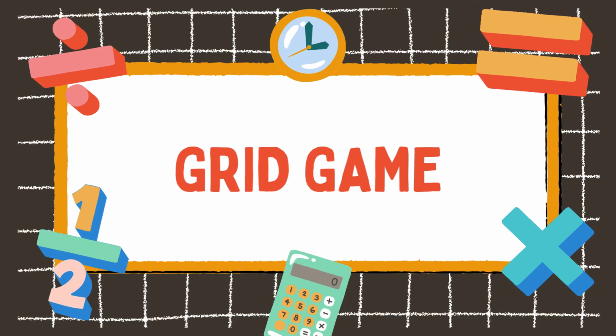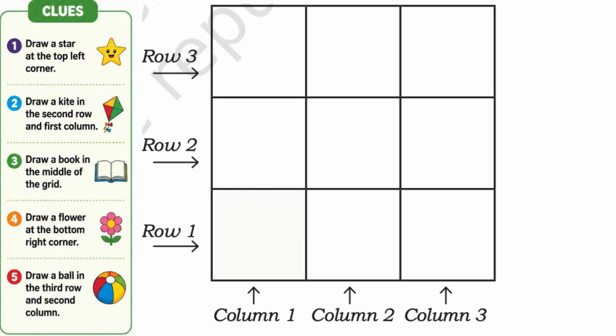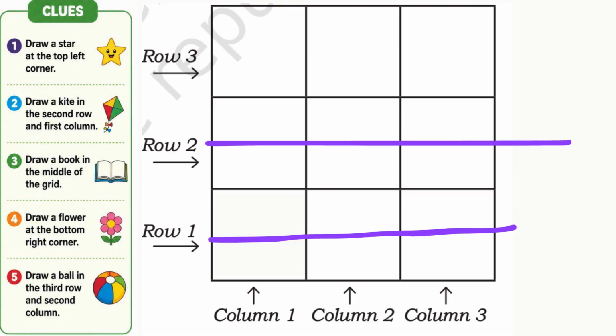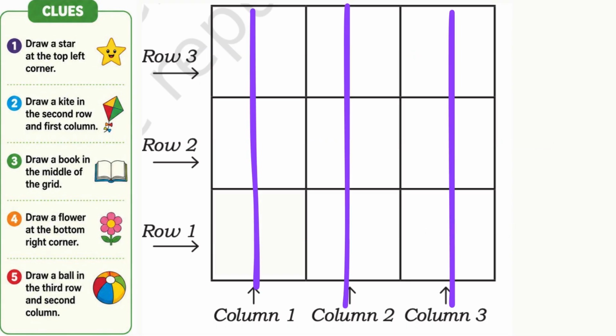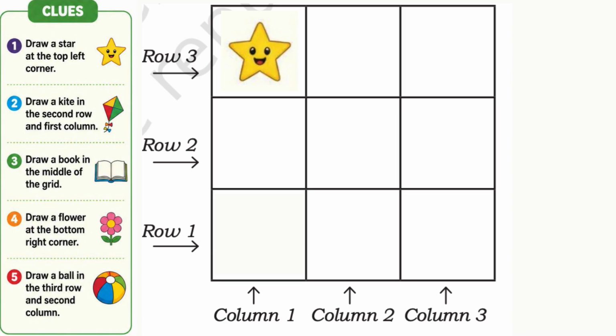Next, grid game. A grid contains rows and columns. This grid has 3 rows. Row 1, row 2, row 3 and 3 columns. Column 1, column 2, column 3. Now draw a star at the top left corner. See, this star is at the top left corner.